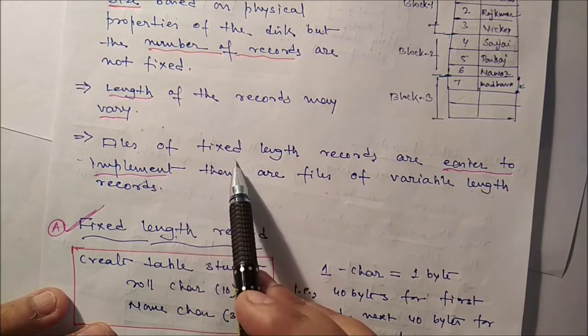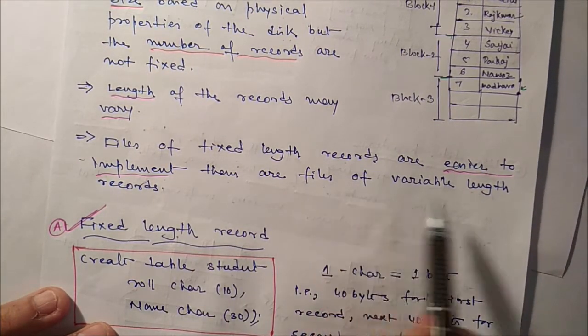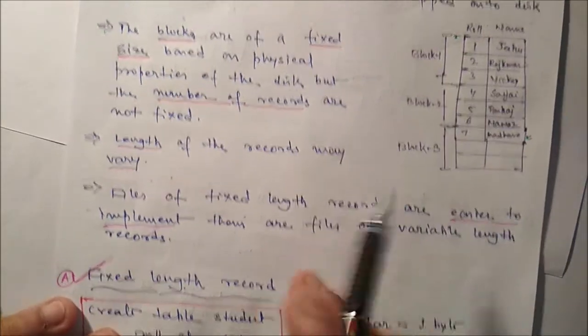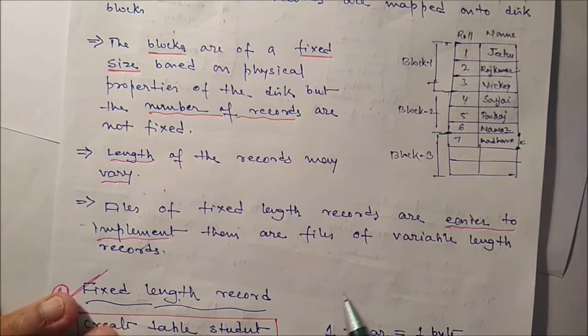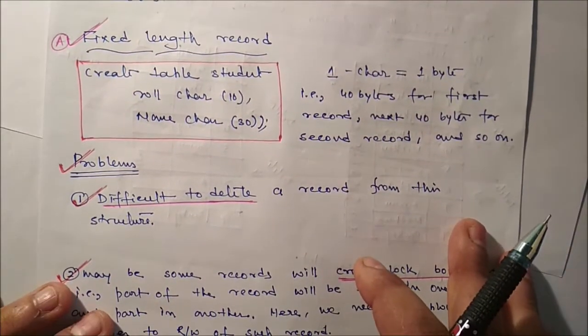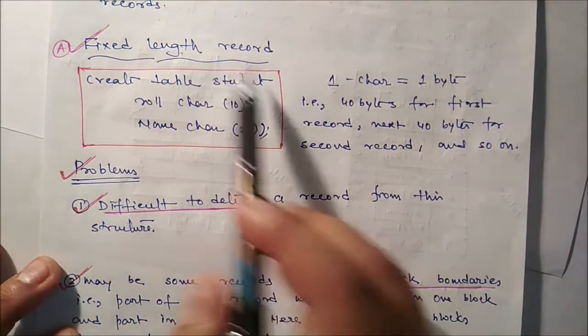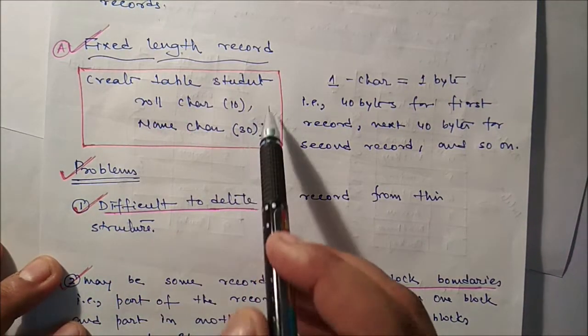Now, files of fixed length records are easier to implement than files of variable length records. The files may have fixed lengths or variable lengths. We can see them one by one. First example is fixed length records. Suppose here one record is one SQL query.